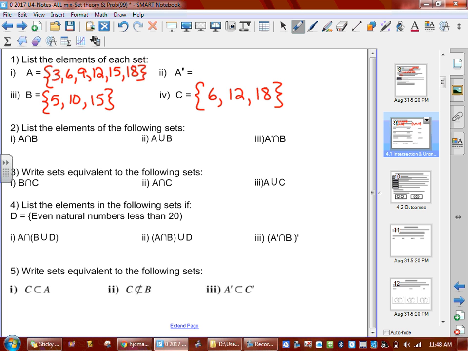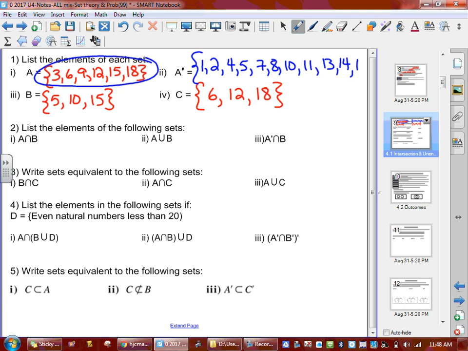Now I left A prime out on purpose. What is A prime asking for? The complement of A, meaning everything that's not in set A, but it's still in the universal set. Well, our universal set is between 1 and 20, but you can't include 20, so basically 1 to 19. So I'm going to list all the numbers that are not in this set that go all the way up to 19. So 1, 2, 4, 5, 7, 8, 10, 11, 13, 14, 16, 17, and 19.